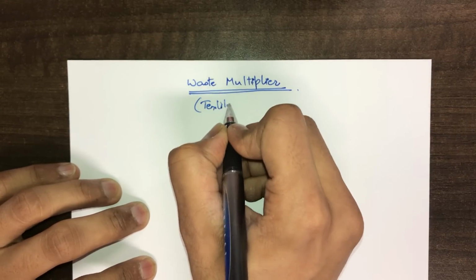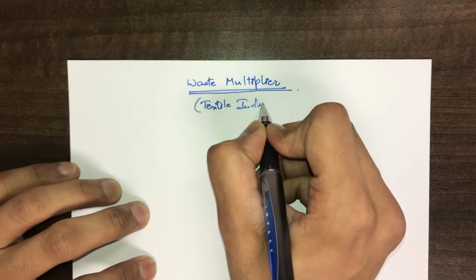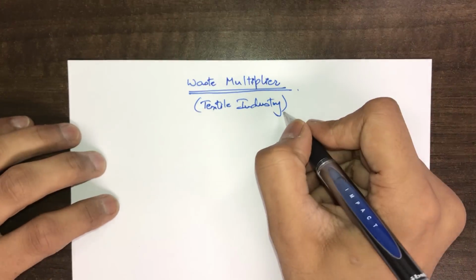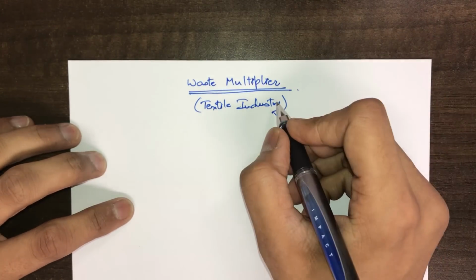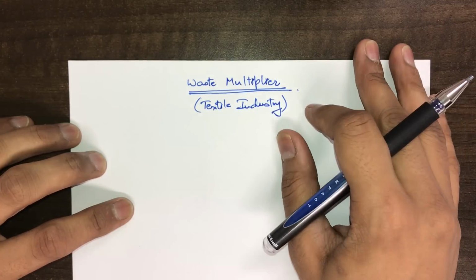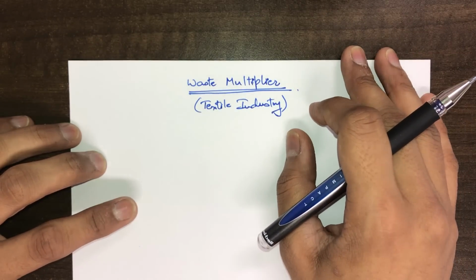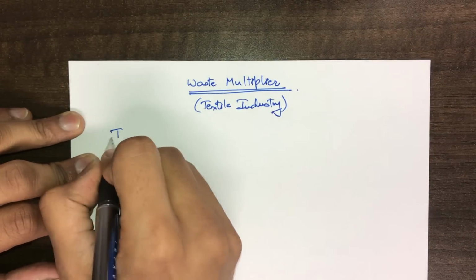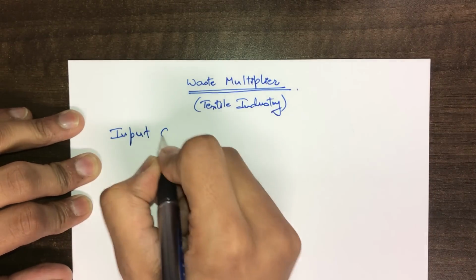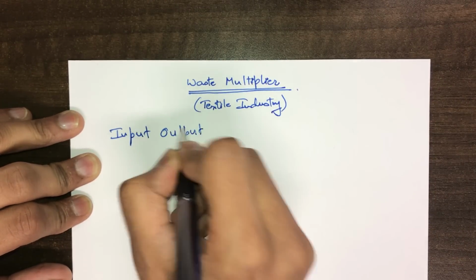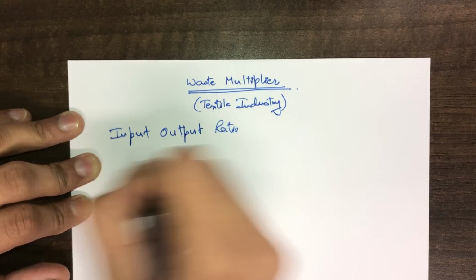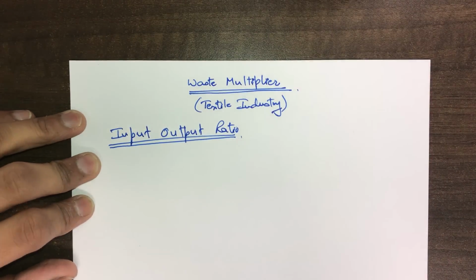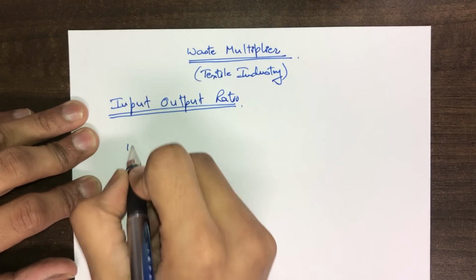Let me tell you that waste multiplier is mostly used in textile industry. It is a ratio which is mostly used in textile industry to understand the efficiency of a particular process in the textile industry. So before coming on to waste multiplier, let me ask you, do you know what is the input output ratio? Of course, sir, we know what is the input output ratio.